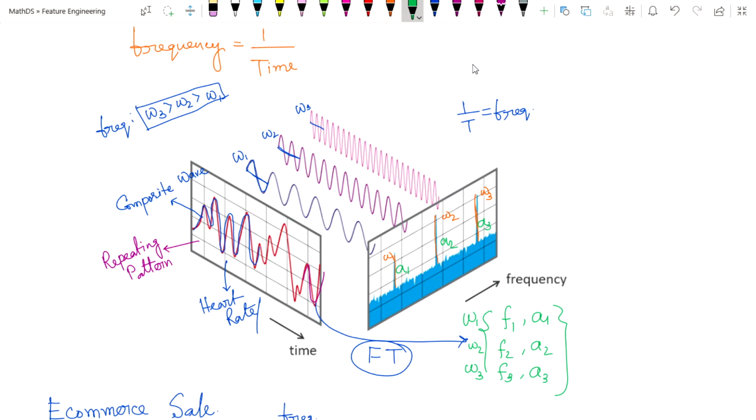Let's see. The curves that we have seen are in which domain? Time domain. These curves are in time domain, but after applying the Fourier transformation, the curves that we got are in the frequency domain. Now see how we will apply the feature transformation onto it.